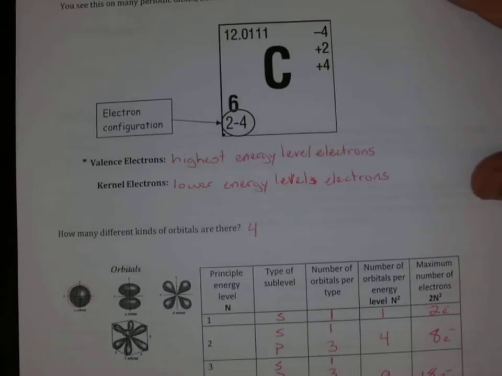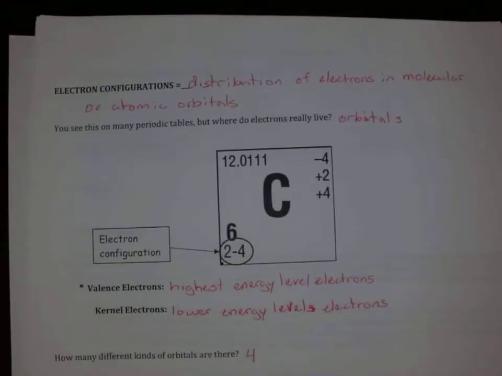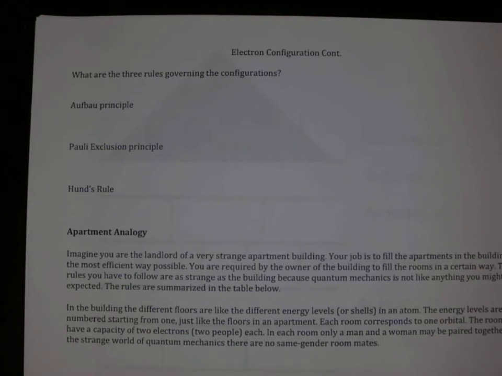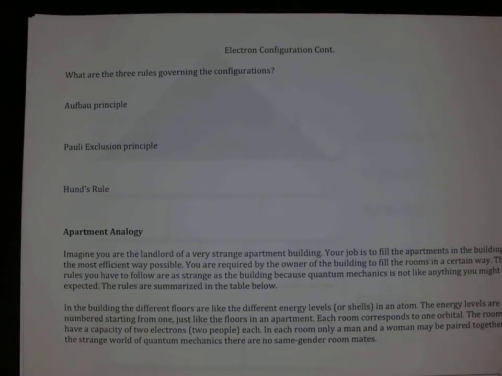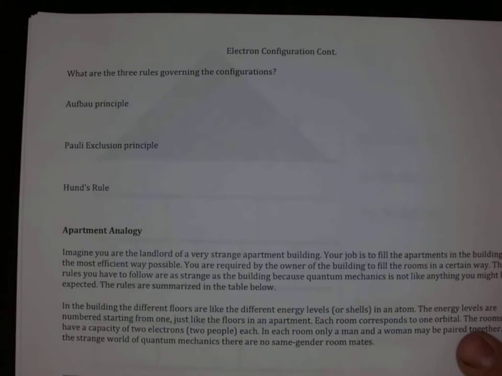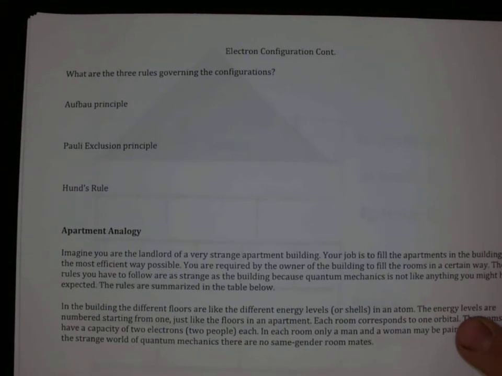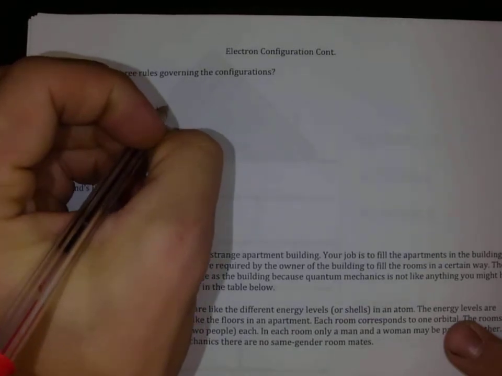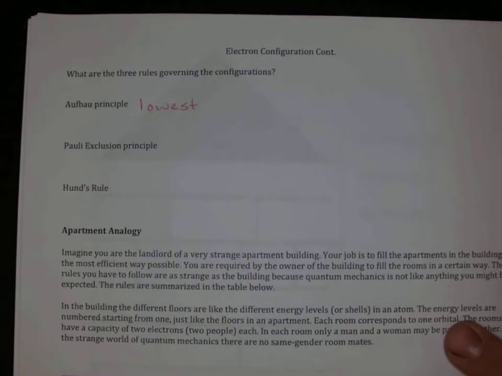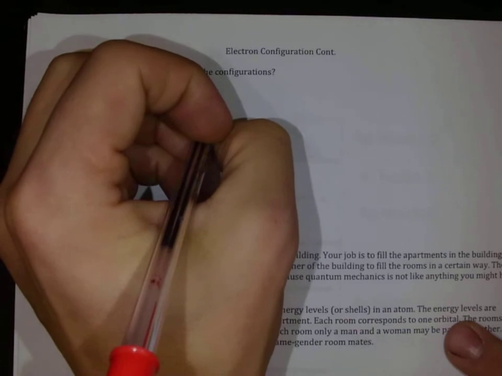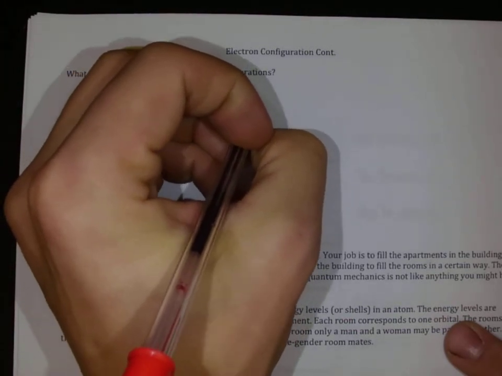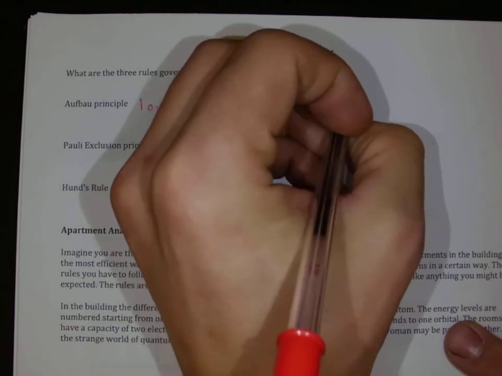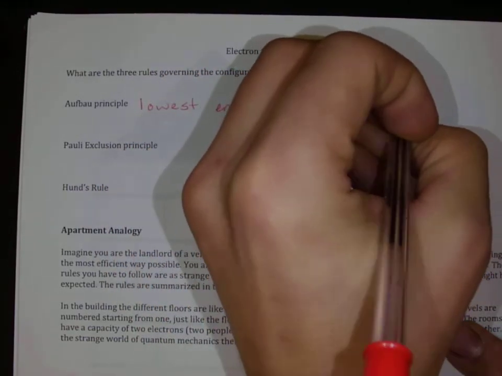So now that we have our different types of orbitals, what we can start thinking about is how our electrons actually fill in those orbitals, okay? So our electron configuration, we have 3 rules that we're going to follow, okay? The Aufbau principle is basically that we're going to fill our lowest energy levels first, and then we're going to fill lowest to highest. So our lowest energy level orbitals fill first.